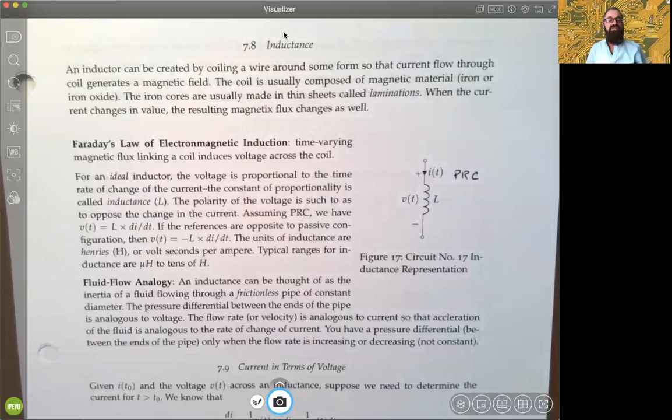So as you accelerate the fluid, the rate of change of the current would go up, and you would then have more pressure. As you increase the speed of the fluid through the pipe, you would increase the pressure, and therefore that is analogous to getting more voltage in the circuit.